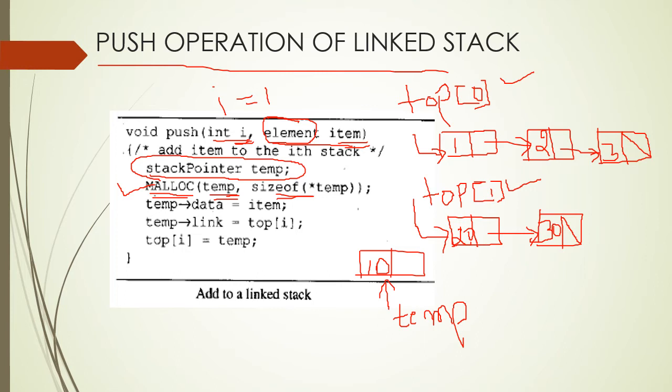So therefore temp of link is equal to top of i. Top of 1 is the address of this node, so that address is going to be stored here. Therefore the link field of this node is pointing to that node, and then this becomes the topmost element. Now top of i is equal to temp, so top of 1 is now pointing to this node. This is how you insert an element into the linked stack. The push function of a linked stack works like this.